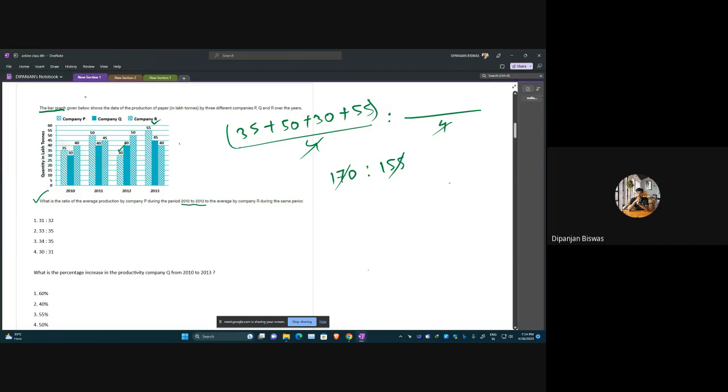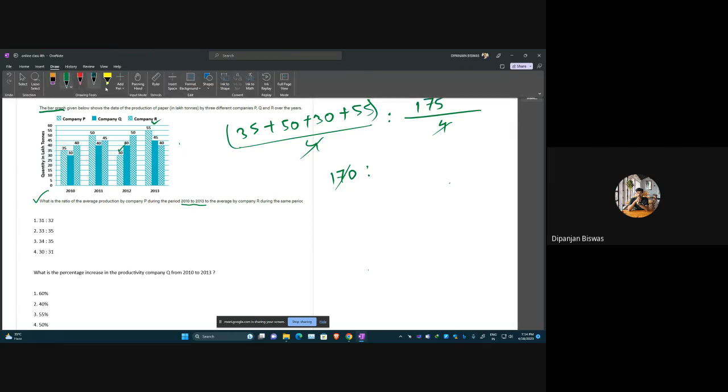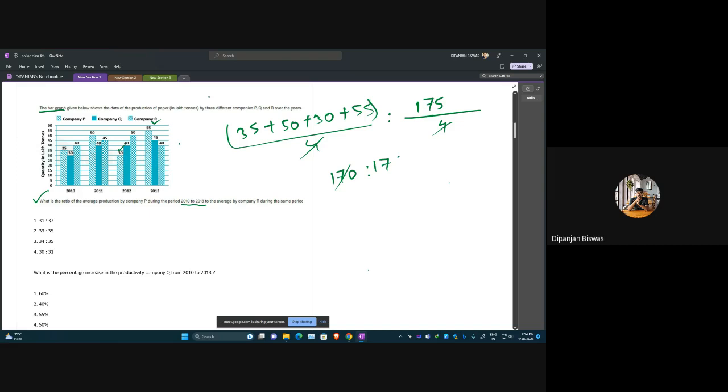R is 40 plus 45, 85 plus 50, 135 plus 40 is 175. Right. Thanks for correcting me. So here is 175 divided by 5. 34 is to 35. So option 3 is the correct answer.